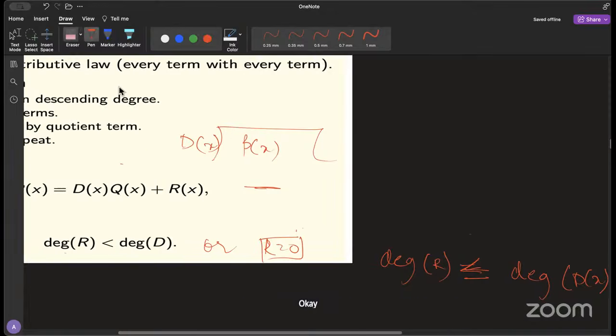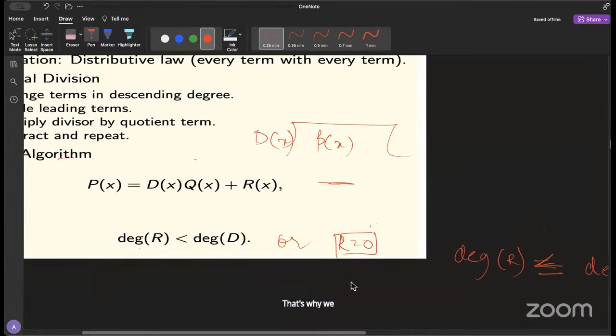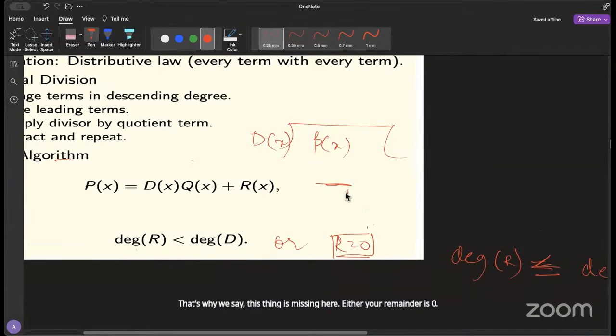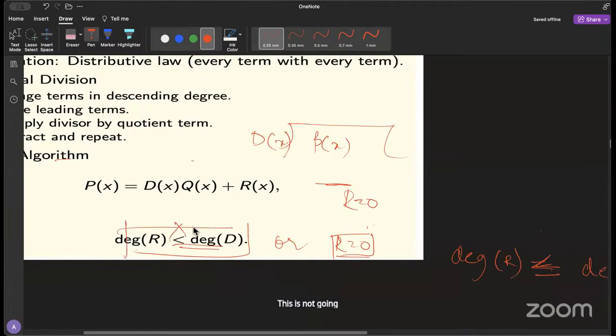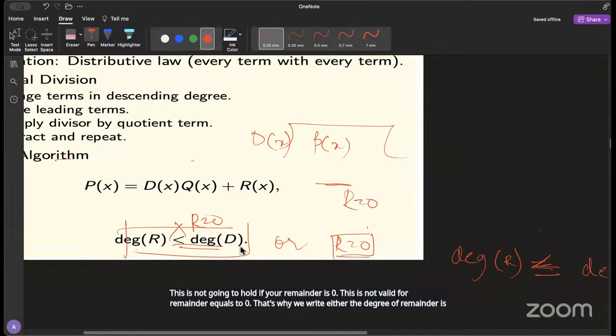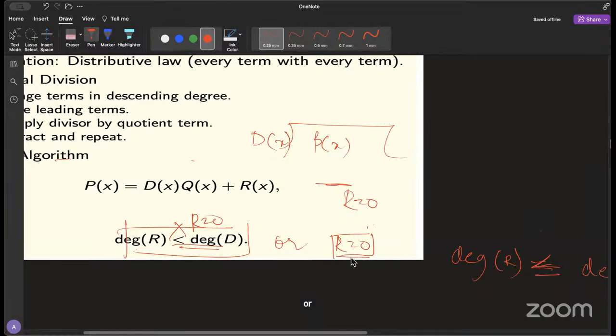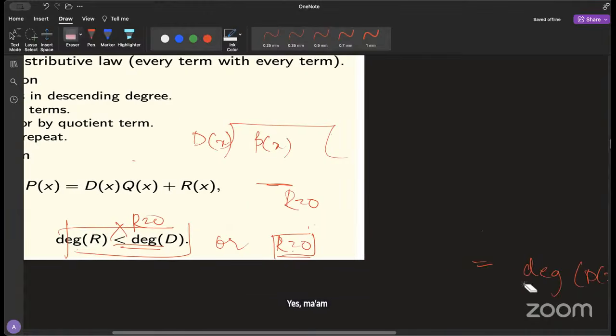So that's why we say this thing is missing here. If you're getting remainder equals to 0, now this does not hold, right? This is not valid for remainder equals to 0. That's why we write either the degree of remainder is strictly less than degree of divisor, or your remainder is 0. One of these two things is going to happen in division algorithm. Is that fine? Yes, ma'am. Okay.